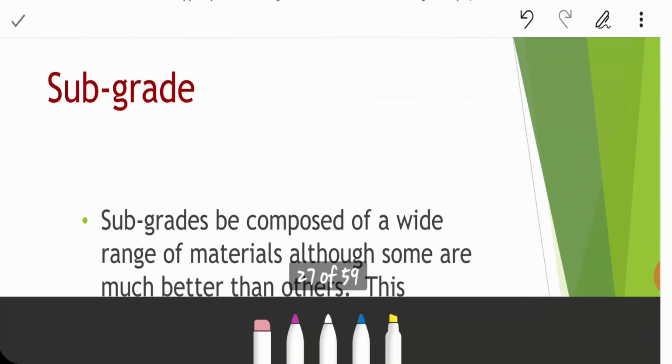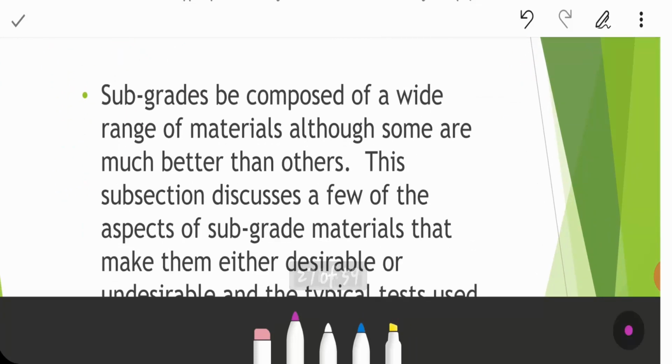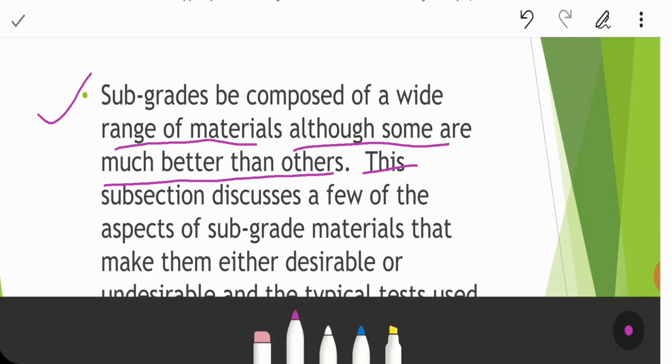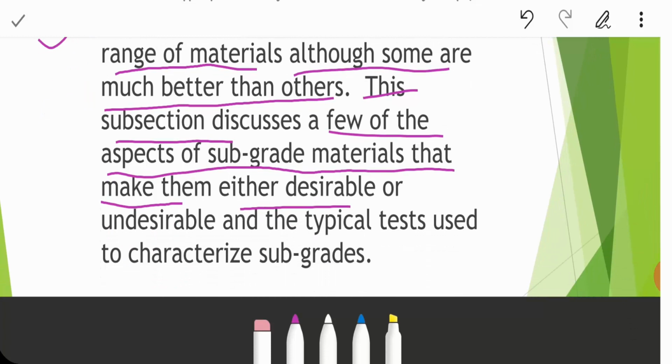Now I will discuss the subgrade in detail. So subgrade can be composed of a wide range of materials, although some are much better than others. This subsection discusses a few of the aspects of subgrade materials that make them either desirable or undesirable, and typical tests used to characterize subgrades. Right?